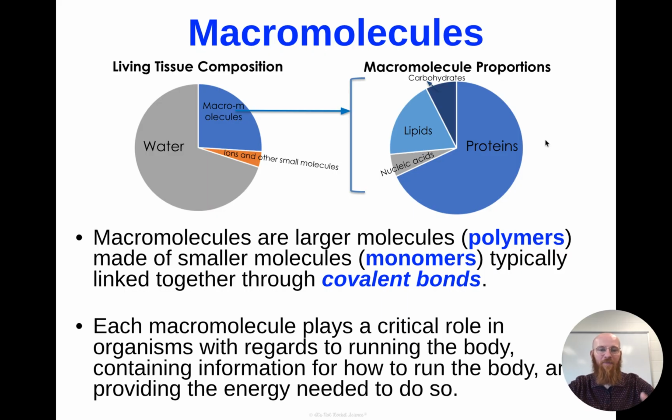And so these smaller molecules that we'll go into typically are going to be linked together in these covalent bonds. That just means that their outer shells share electrons, so this keeps them together, essentially. And basically those come together to make these really large molecules we call polymers. Each of these macromolecules plays a critical role in the organisms with regard to running our bodies. They contain the information for how to do all of the functions within our bodies, and they also provide us with energy to fuel those functions within our bodies.